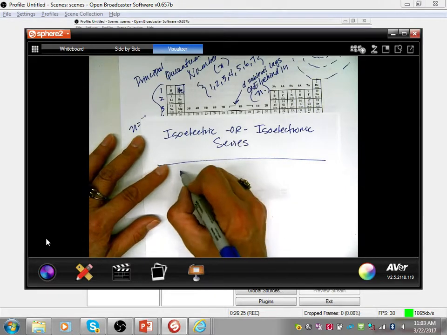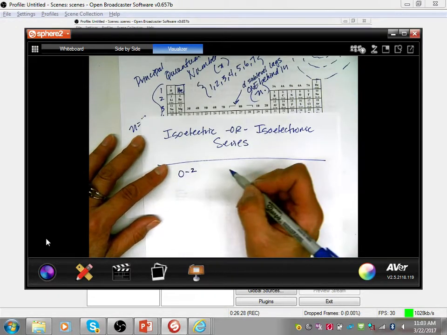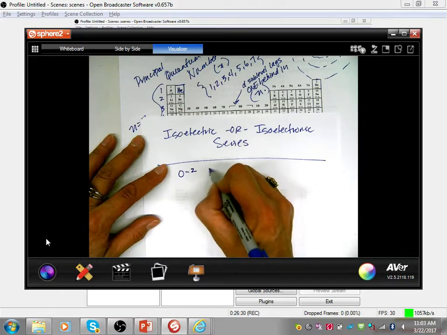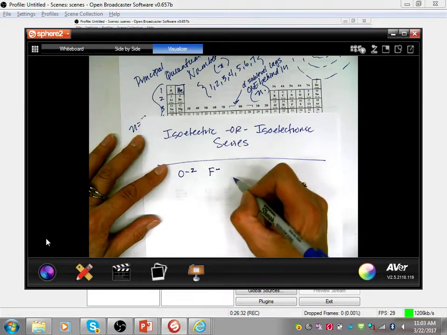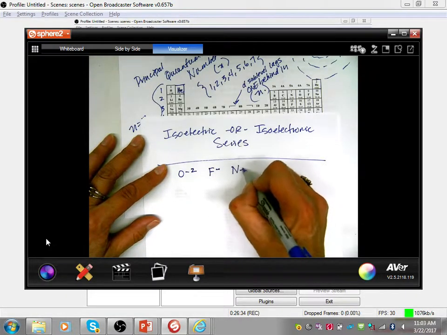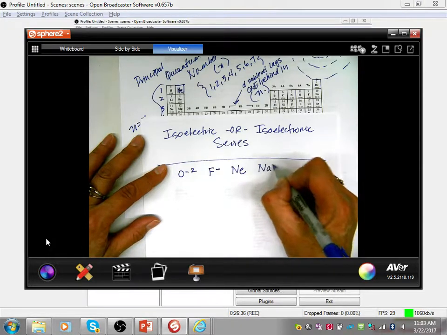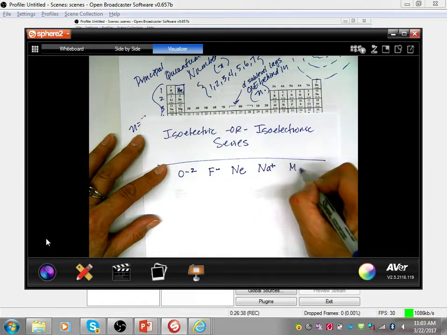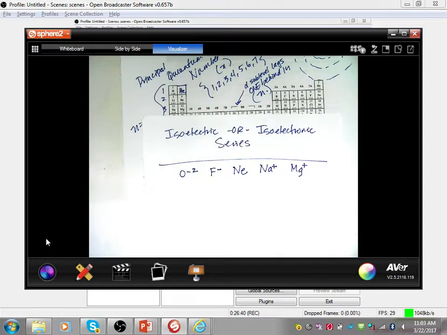Okay, here is an isoelectric series. Oxide ion, fluoride ion, neon atom, sodium ion, and magnesium ion are all isoelectric or isoelectronic with each other. What does that mean? They've got the same number of electrons.